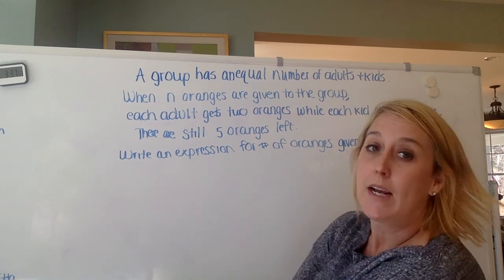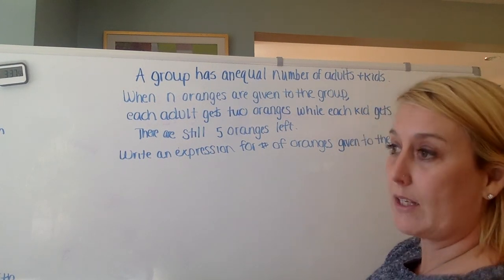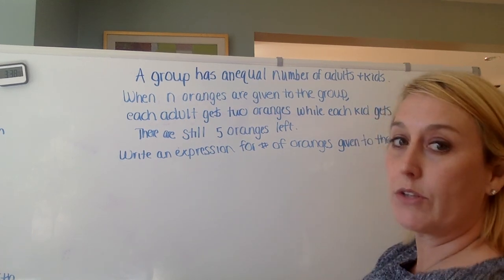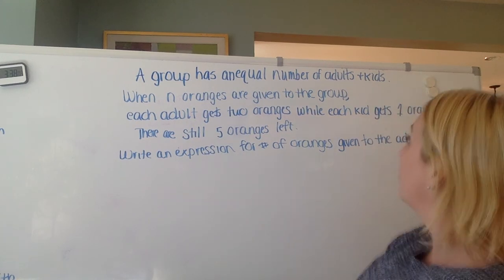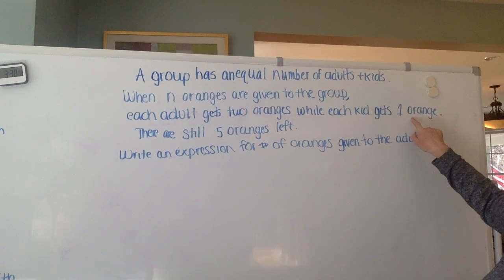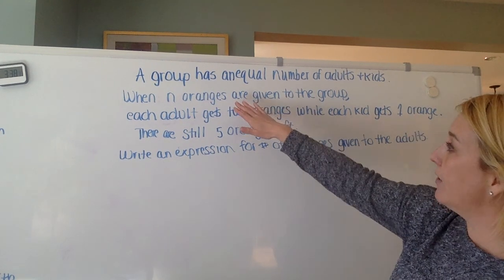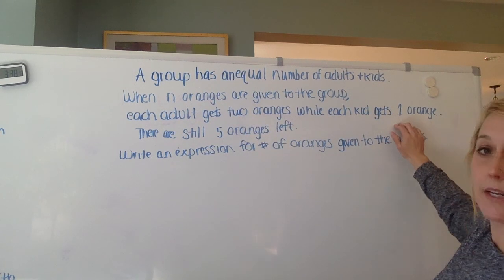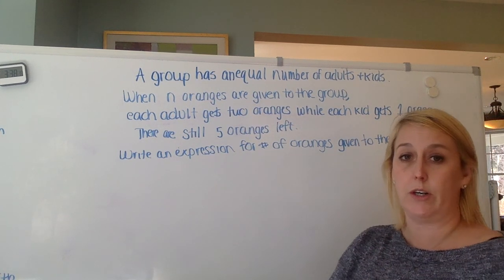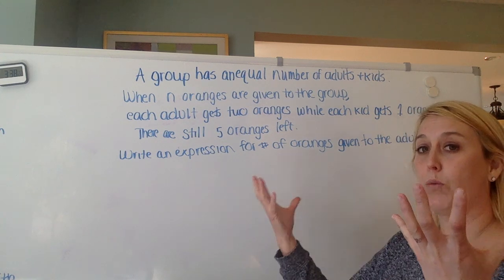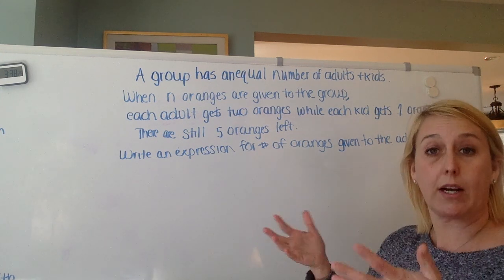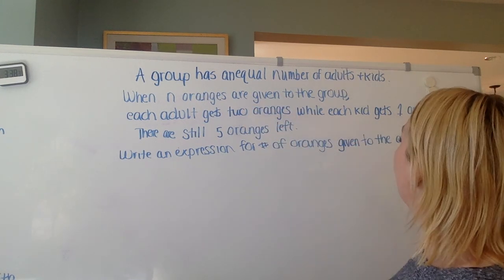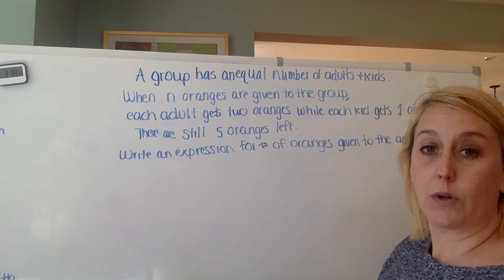It is challenging. So a group has an equal number of adults and kids. When n oranges are given to the group, each adult gets 2 oranges while each kid gets 1 orange. So there's n oranges given to the entire group. Each adult gets 2 oranges while each kid gets 1 orange. So we see here we're getting a ratio, right? There's 2 oranges per adult per 1 orange that a kid gets. So we have a ratio or a fraction here of how many oranges an adult gets versus how many a kid gets. And there are still 5 oranges left.